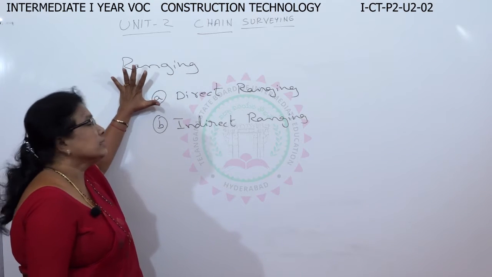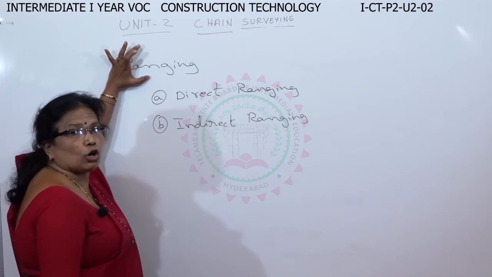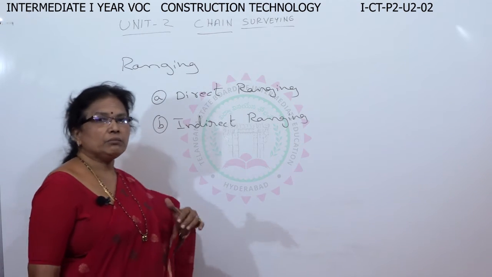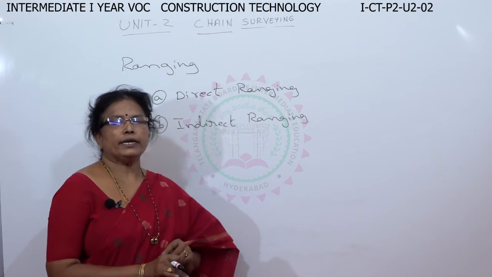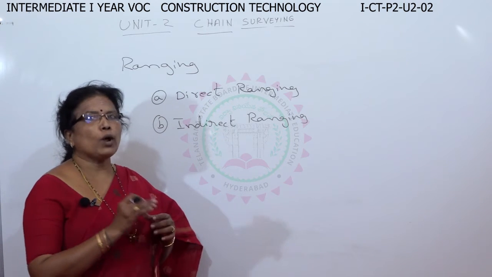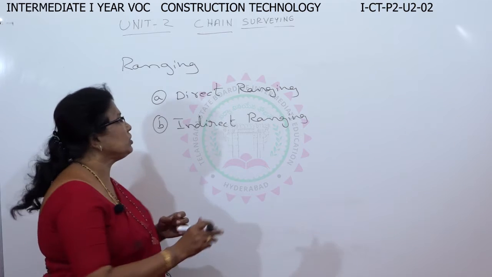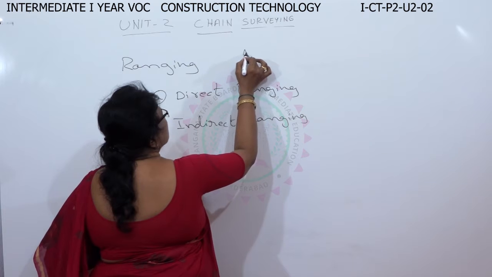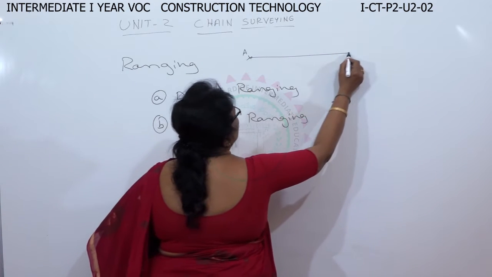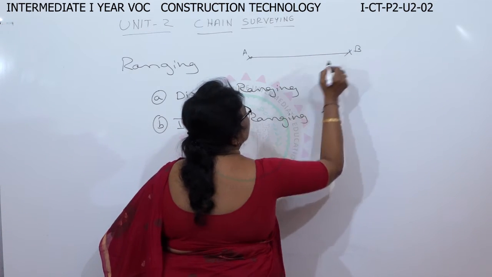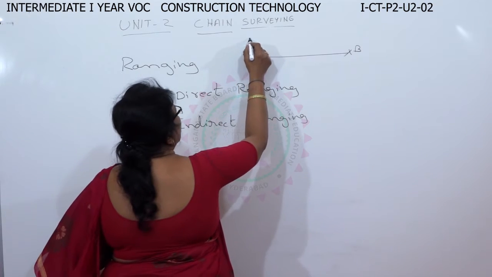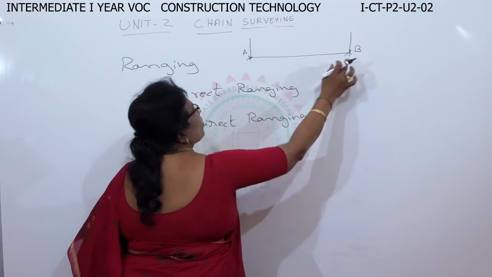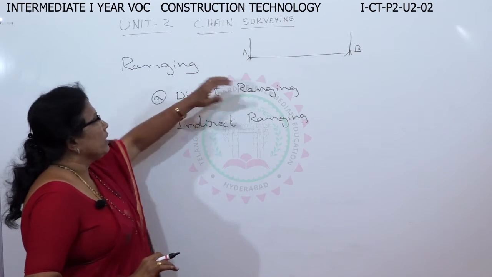This is again a 6 marks question and one short question also. They may ask you what is ranging. Ranging means fixing of intermediate points between the two end points. We'll see how. Suppose this is the starting point or beginning point and this is the end point. You will fix one ranging rod here and here.